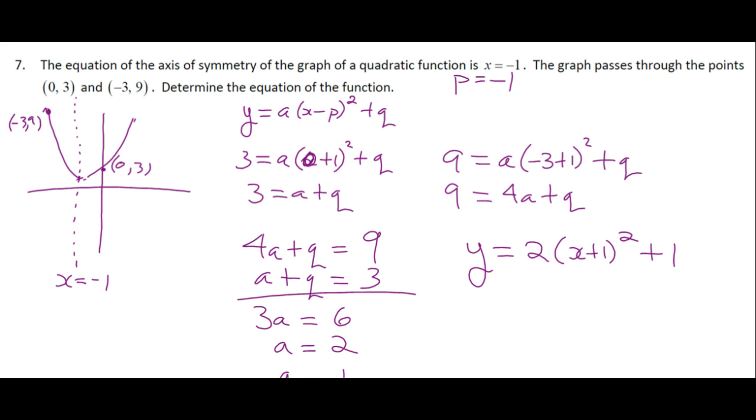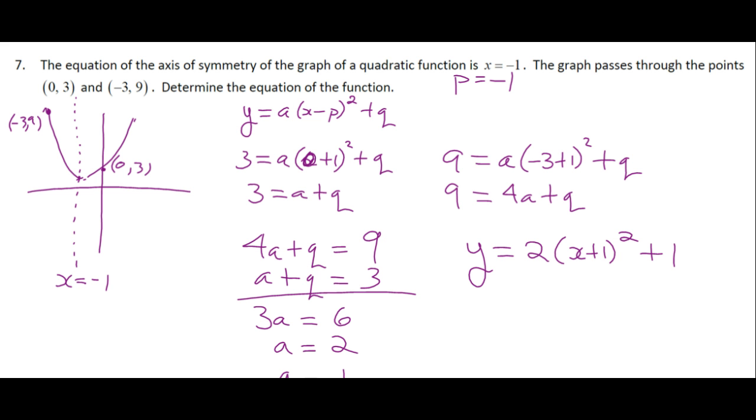Okay, now if you want to check that, if I put a 0 in here, 0 plus 1 is 1, squared is 1, times 2 is 2, plus 1 is 3, I get 0, 3. And if I put a -3 in here, -3 plus 1 is -2, squared is 4, times 2 is 8, plus 1 is 9. Right? It's always a good idea to just go and check it, right?